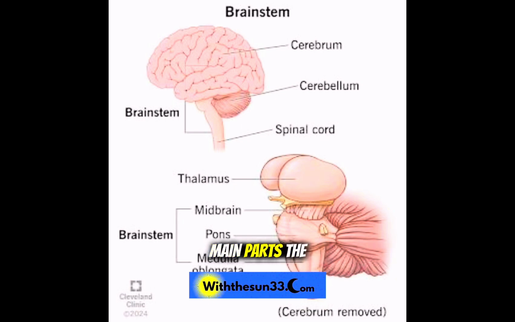It has 3 main parts. The first part is the midbrain, which is in charge of vision reflexes, eye movement, auditory processing, motor control. The pons relays messages between the cortex and cerebellum, and regulates breathing, sleep, arousal. The medulla oblongata controls vital involuntary functions such as heart rate, breathing, blood pressure, swallowing.